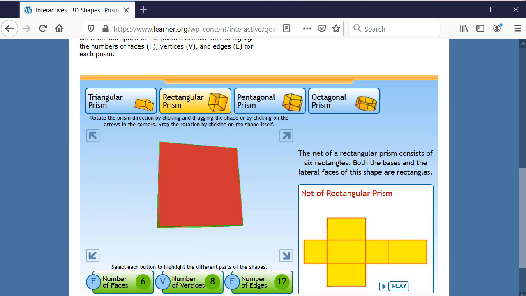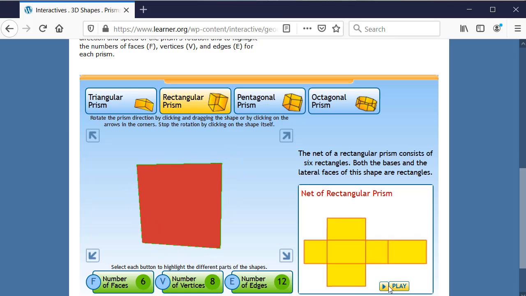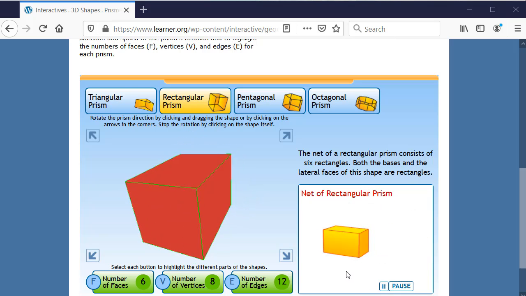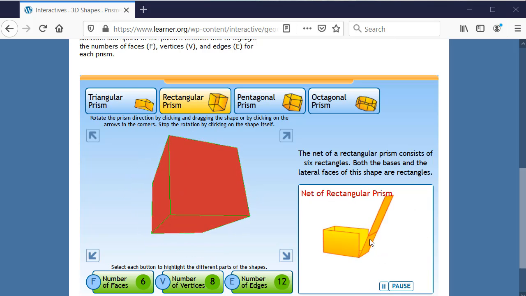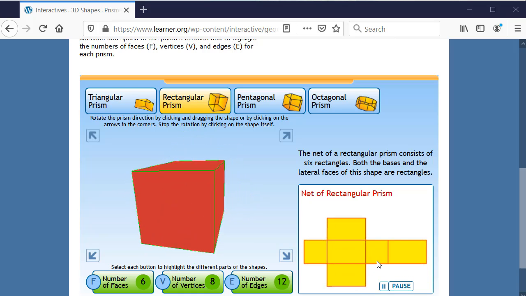We can do the same with a rectangular prism. So notice we have the two sides, side, side, and this will be the top. So if we play it, it folds up as so. You can see how when you unfold it, we get this shape again.